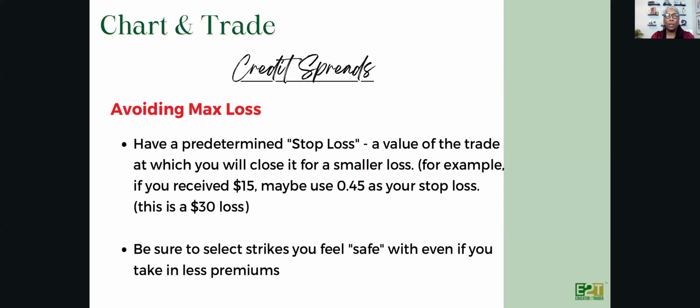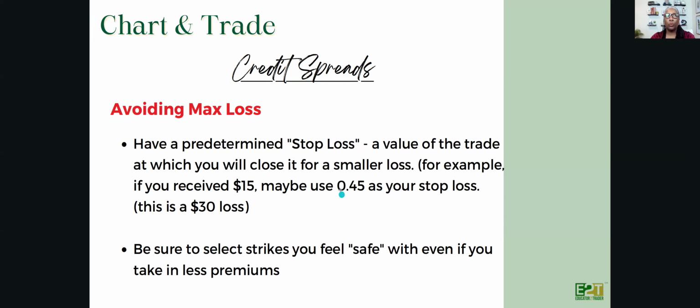So you want to take in a good, reasonable amount of money in your premiums while not being too close to the fire. You want to be close enough to get some premiums, but not so close that you get burned. In addition to that, you can have yourself a predetermined stop loss. A stop loss basically is the value of the trade at which you're going to close it for a smaller loss. For example, if you receive $15, you might consider using 0.45 as your stop loss.